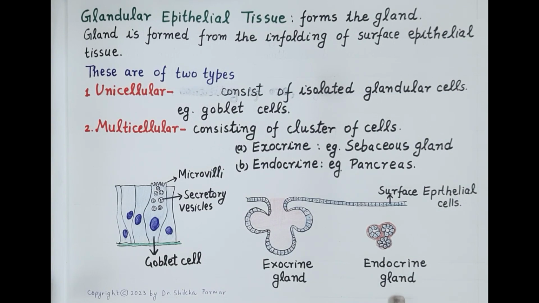While endocrine glands are formed from the infoldings of surface epithelium, as they mature, they lose contact with the surface epithelium and they release their secretions in the blood. Examples of endocrine glands are pancreas, thyroid gland, adrenal gland, ovaries, testes, etc. So, this covers the epithelial tissue. This covers the surface epithelial tissue and the glandular epithelial tissues and their modifications.